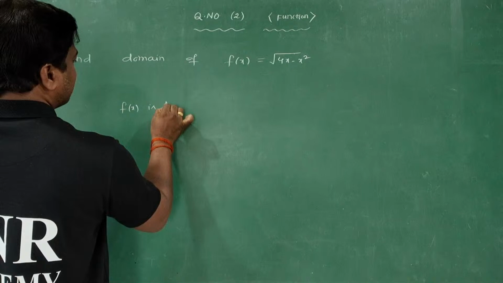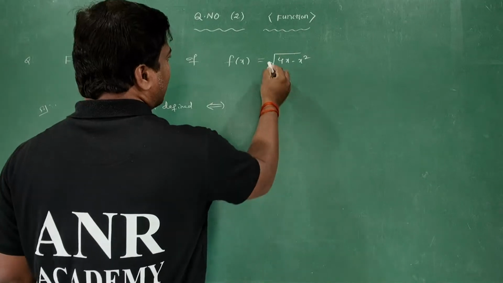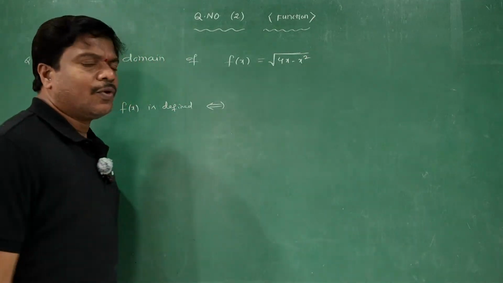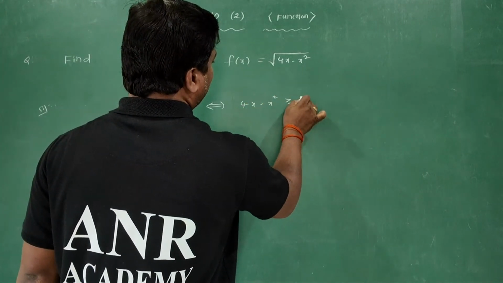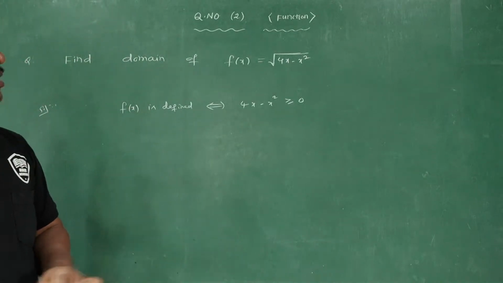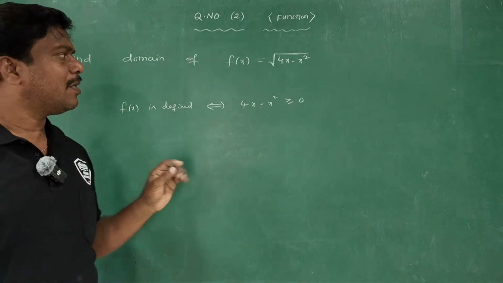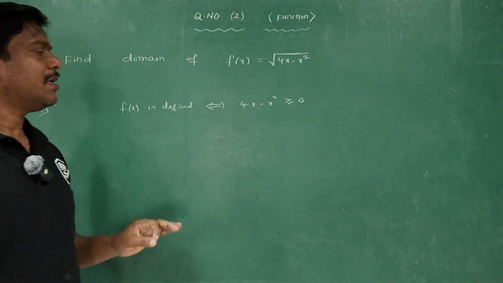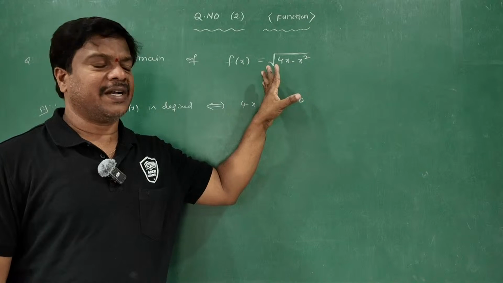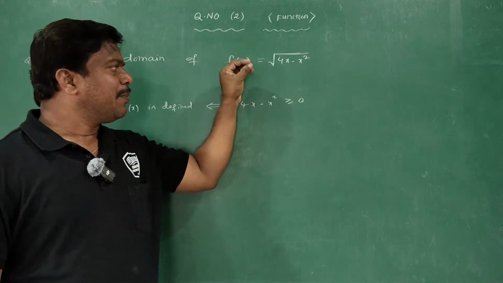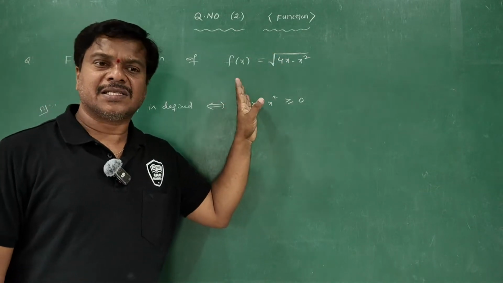Here the function f of x is defined if and only if the internal part 4x minus x square is always greater than or equal to 0, remember. Why? Because square root function is defined only when you give input other than negative numbers, including 0 and positive values. Square root of x is defined. So due to that reason, input should be non-negative quantity. Inside the square root, whatever the quantity you have, that is non-negative.